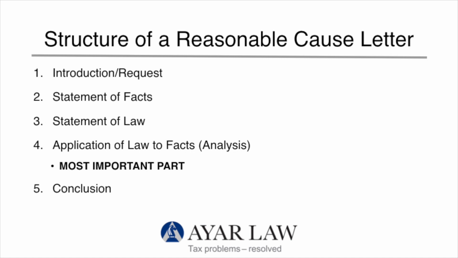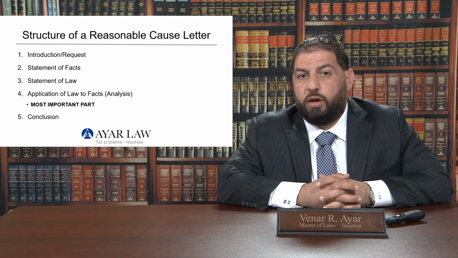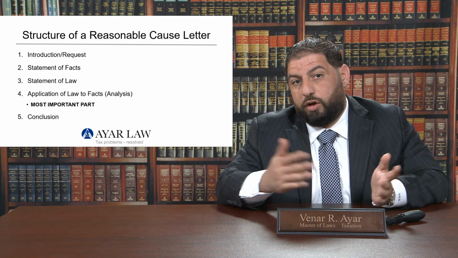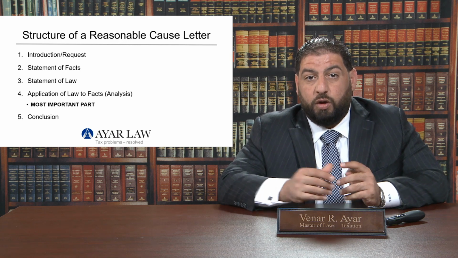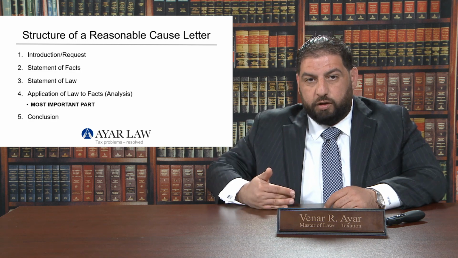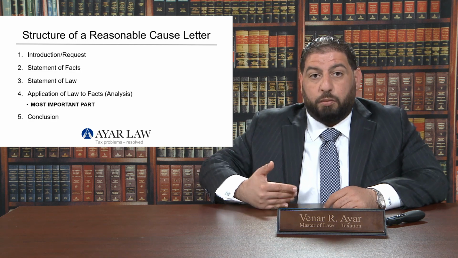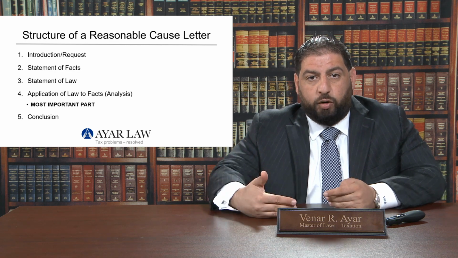And then the next section will be a statement of facts. These are all the different things that happened to my client during that time period. Notice these 2 sections were in my incorrect reasonable cause letter. That's usually what an accountant will do, is they'll do section 1, section 2, and section 5. But the most important parts of the letter are sections 3 and 4.